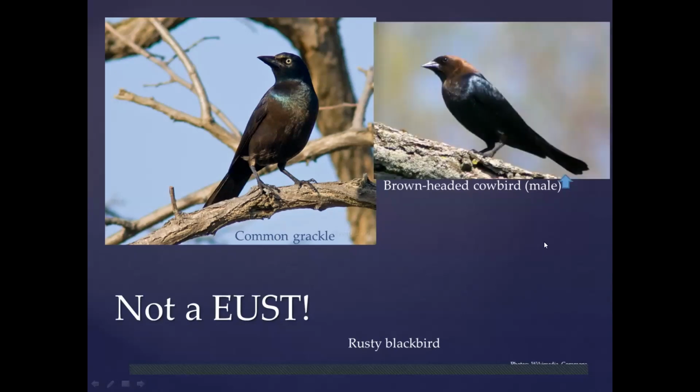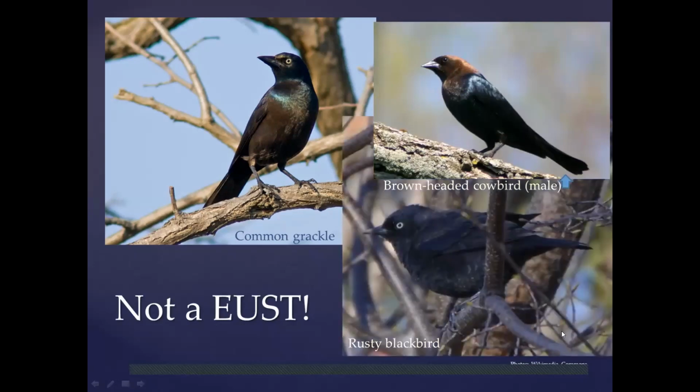How about the brown-headed cowbird? In this case, this one is a male. You will see this bird sometimes walking on lawns and on grasses like starlings sometimes do. But look at the finch-like beak here and the brown head on this bird, and not pink legs. Rusty blackbird, yellow eye here, and the bill is not yellow.